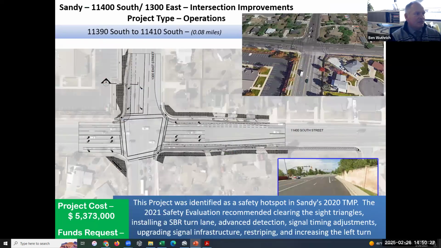The next project is a request from Sandy City. This is an intersection project on 114th South and 1300 East to address the turning movement, as well as improvements to the intersection with site visits. Project estimated cost is 5.3+ million. Funds being requested are a little more than 5 million.